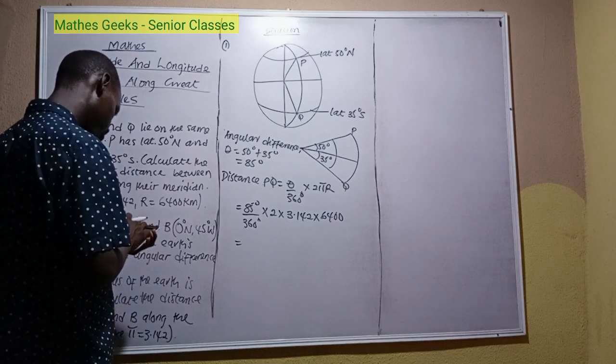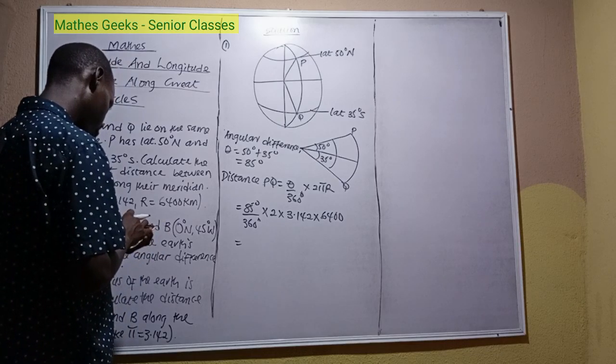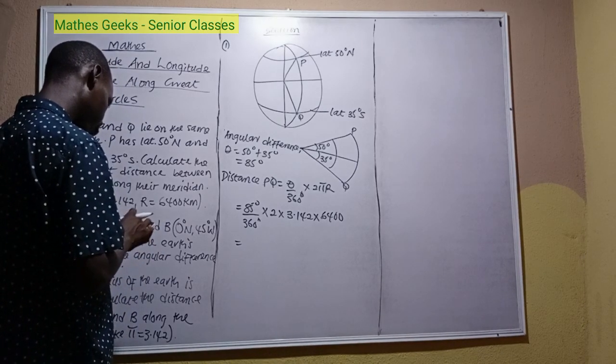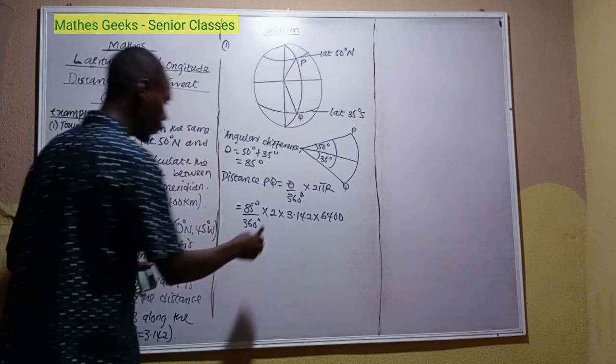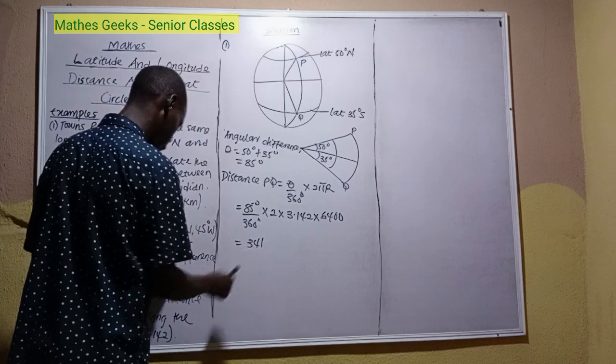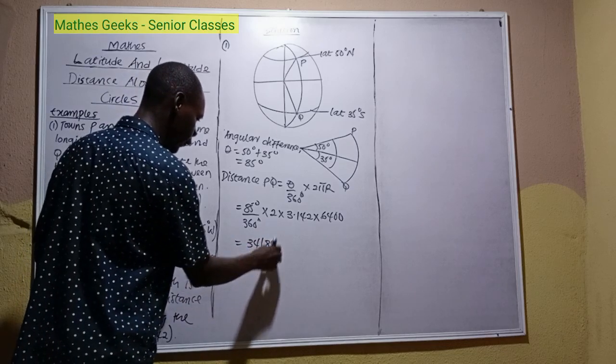So 85 times 2 is 3.142 times 6,400. That's 341.8496 over 360.